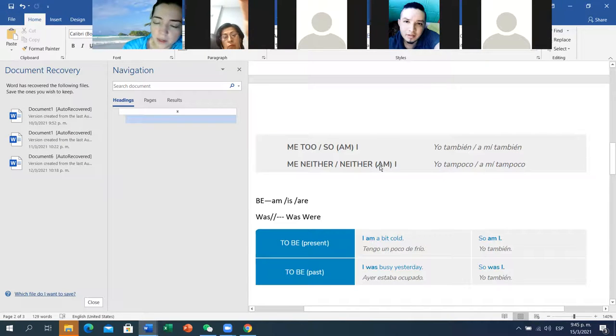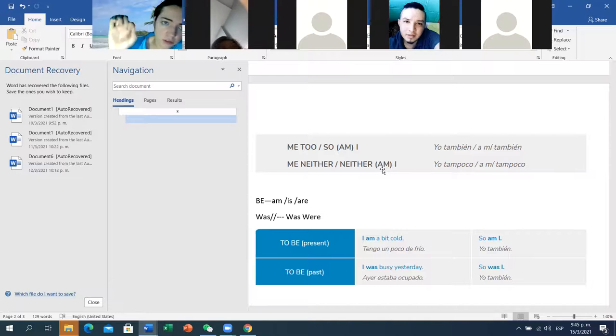Ok. Ahora, ¿cuál es la diferencia entre estas dos? En me neither, puede hacerlo con una acción. Neither am I. Describe. A mí tampoco me gusta. Yo tampoco quiero. Yo tampoco quiero comer pupusas. Yo tampoco bailo. Yo tampoco enseño.